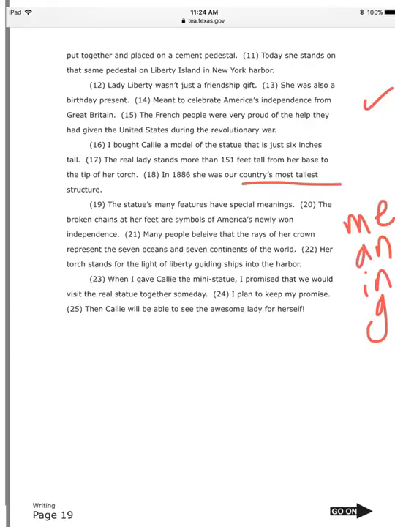Okay, so what are they talking about? The Statue of Liberty, where it is, the meaning of the statue, and a little bit about the history of the statue. Anything that doesn't have to do with that is going to be an incorrect answer. So let's move on and see the questions.